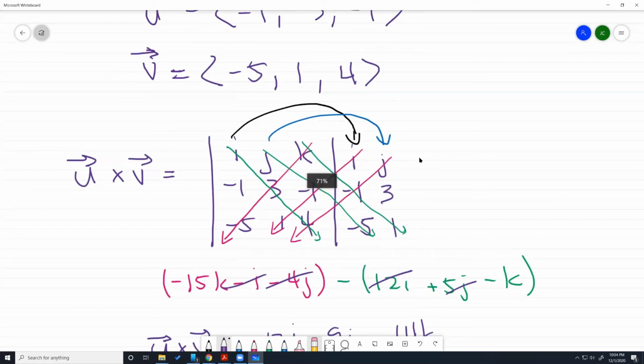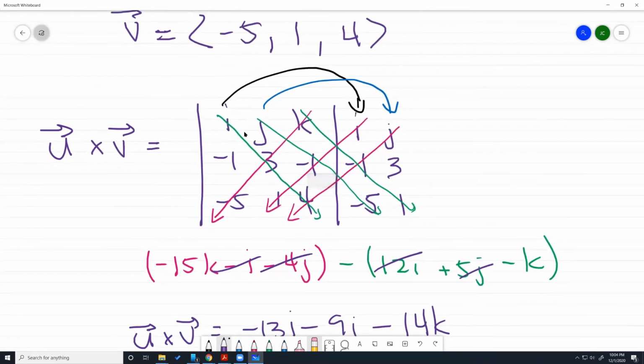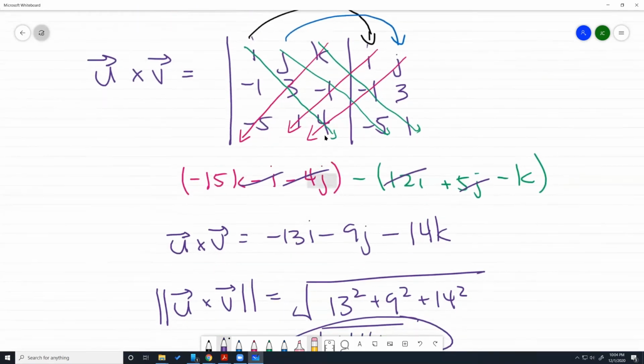The key thing to learn from this is the efficient way of doing the 3 by 3 determinant.